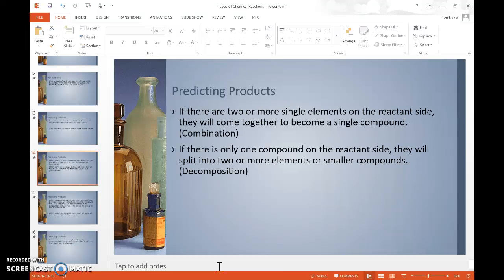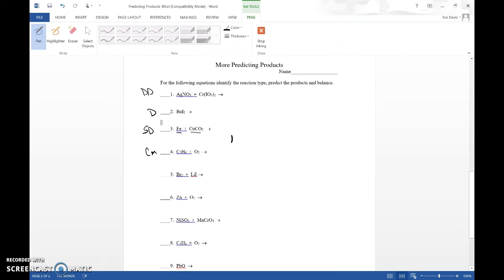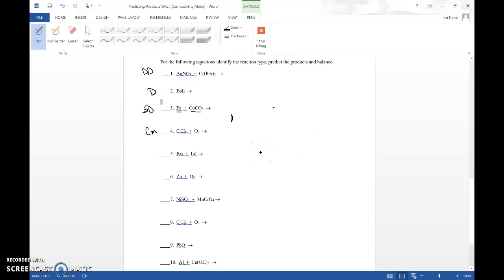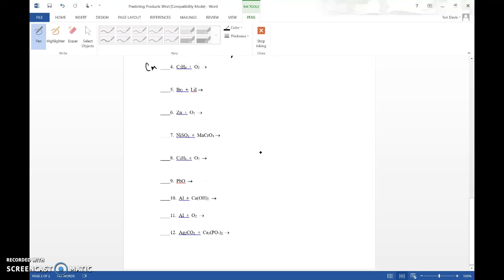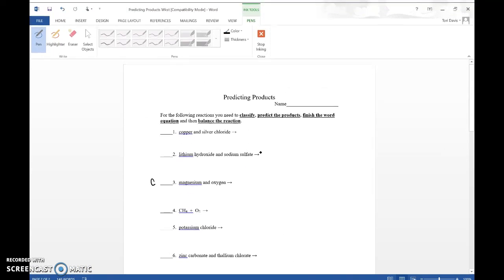so you can utilize what you're learning. Alright, so first thing, if there are two or more single elements on the reactant side, then they are going to come together to become a single compound. Okay, this is if it's a combination reaction. So I'm going to pull up our more predicting products worksheet. Okay, so combination, let me find where the combination is. Oh, gotta go up here.